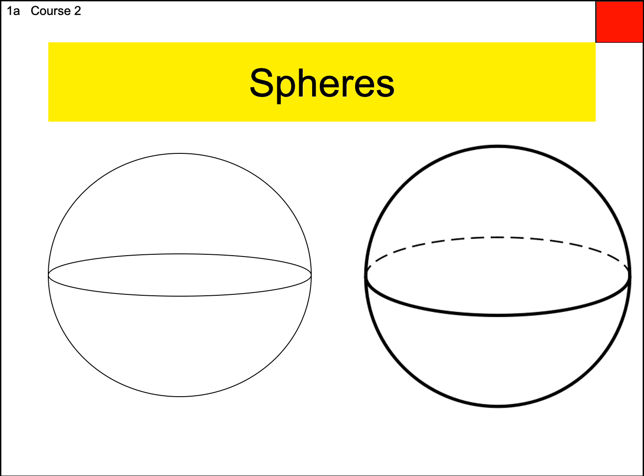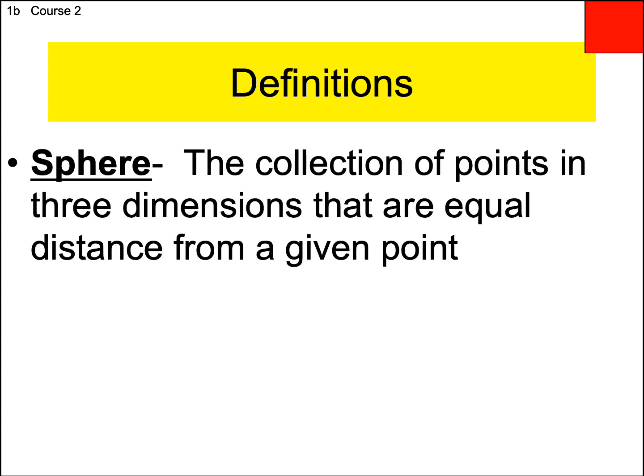Okay, in your notes, write down the following definition. A sphere is the collection of points in three dimensions that are equal distance from a given point. Remember, a circle is the collection of points on a plane that are the same distance away from a given point. A sphere just extends that into three dimensions. So given a point, 5 centimeters away in all directions from that given point would make a sphere. And just like a circle, the circle is the round portion, the sphere is the surface, not the inside.